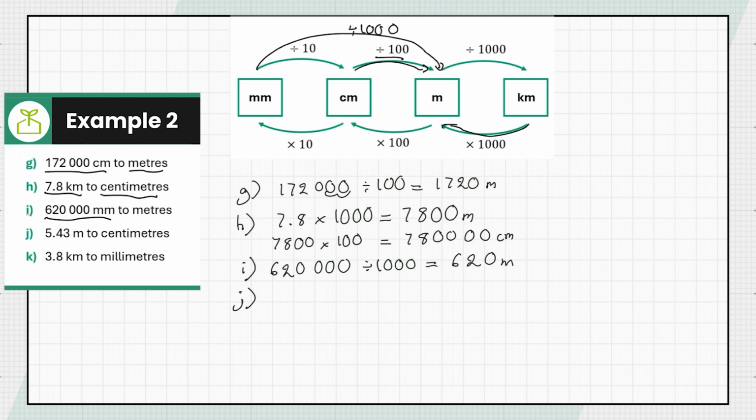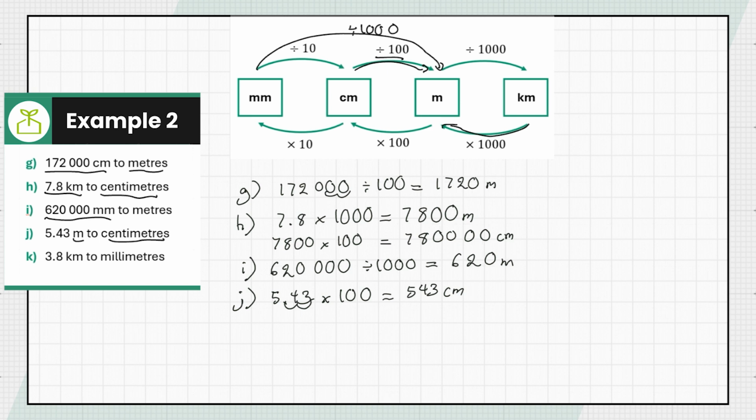Okay, let's do J. So for J we have 5.43 meters to make into centimeters. So we know that there are 100 centimeters in every meter, so we need to times this by 100. So this will actually involve us moving the decimal place once and twice to the right, and we'll get 543 centimeters.